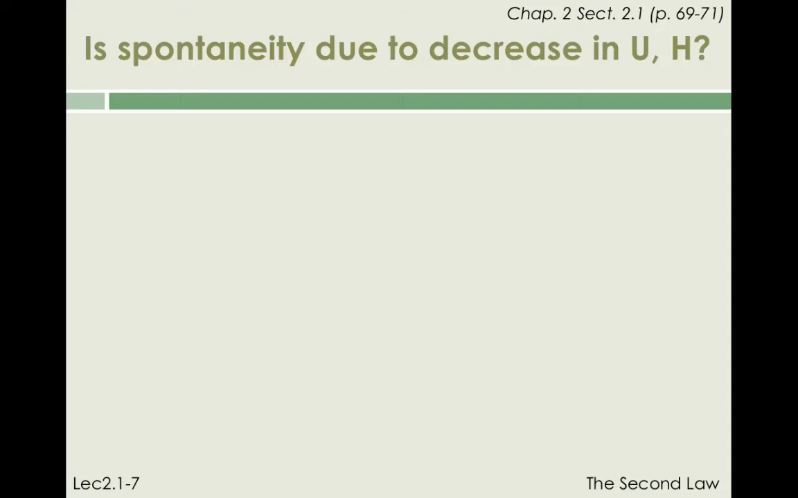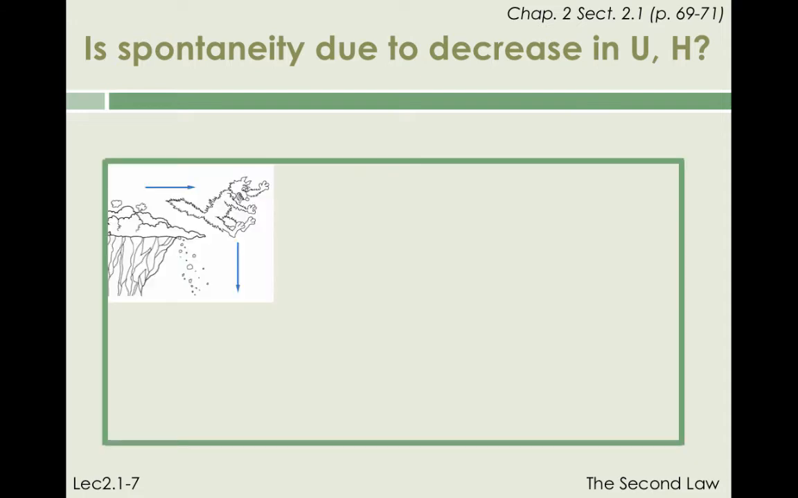We have defined spontaneity. Now we need to understand why some processes are spontaneous while others are not. One could be tempted to state that spontaneity is associated with a decrease in energy or enthalpy. Indeed, when one falls or jumps from an airplane, one loses potential energy.